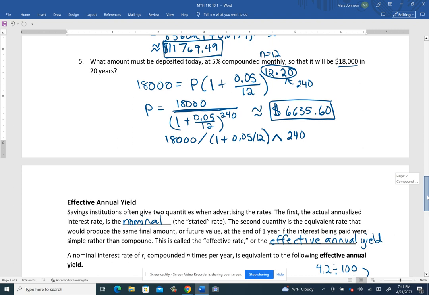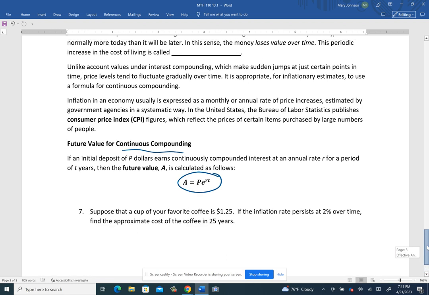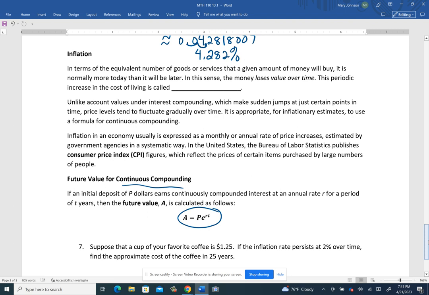And if that's the case, the formula that we use is this one, okay? So we could use it on earlier problems if it were a problem that talked about compounding continuously. We're going to use it on these inflation problems, okay? Because inflation is something that is just constantly fluctuating.